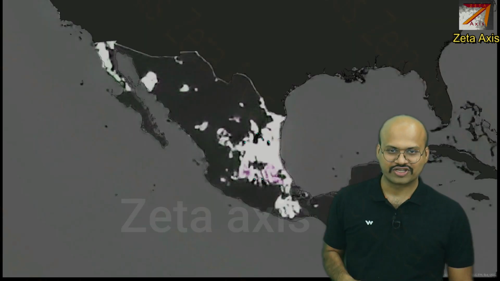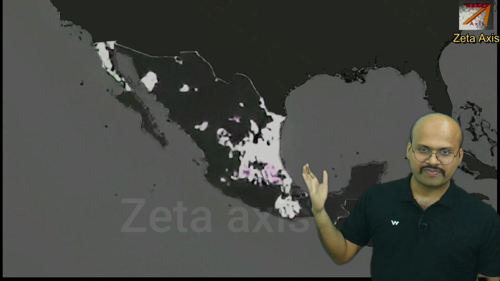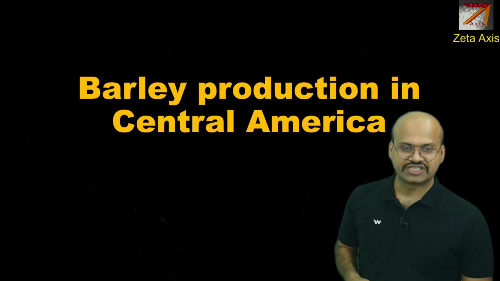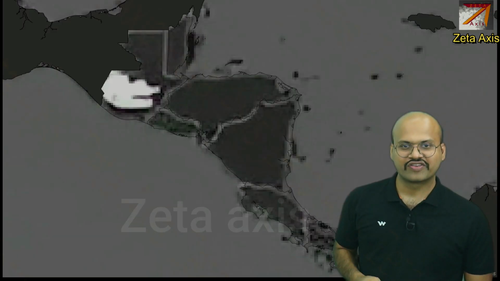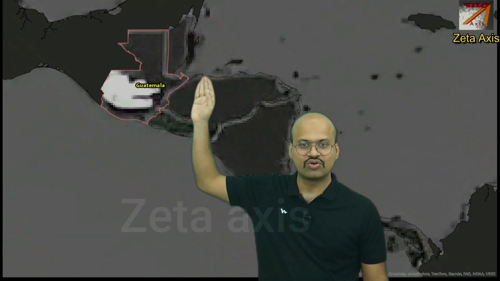Now let's see barley production in Mexico. Again, here we can see that the barley production occurs on the eastern coast of Mexico as well as in Baja Peninsula. So here are the states which produce barley in Mexico. If you see the states of Central America which produce barley, then we can see that most of the production in Central America is confined to Guatemala.